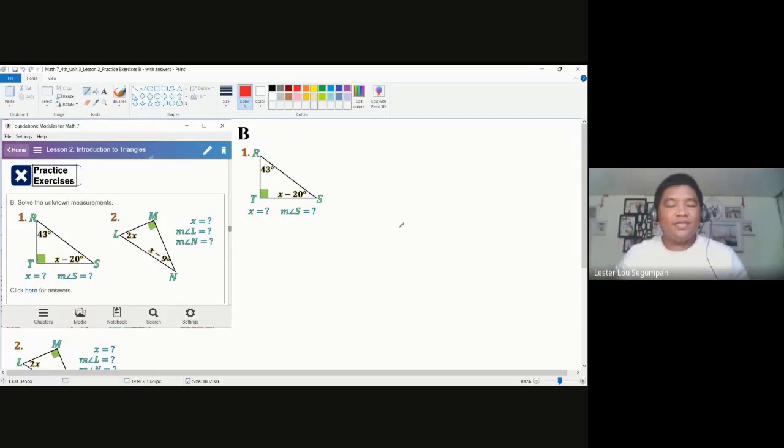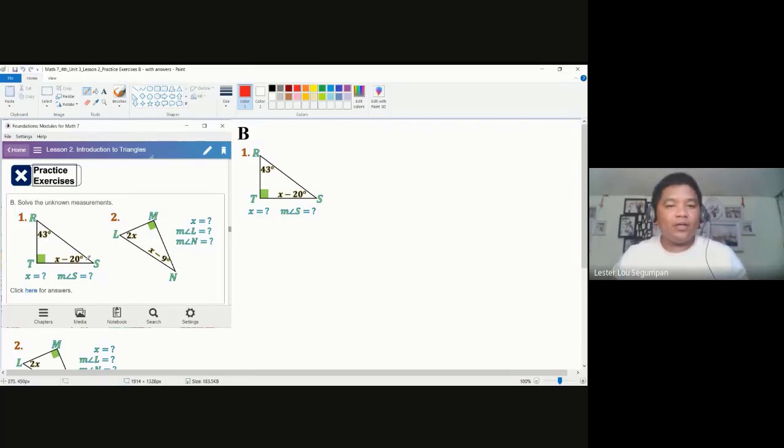Hello. This practice exercise is one of the practice exercises that involves the measurements of the angles of a triangle. Take note that we have the triangle angle sum theorem, which tells us that the sum of the interior angles of a triangle is 180 degrees. But this practice exercise is very special, for it is concerned with right triangles.